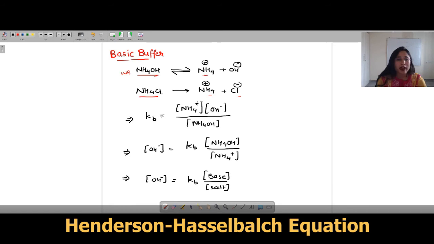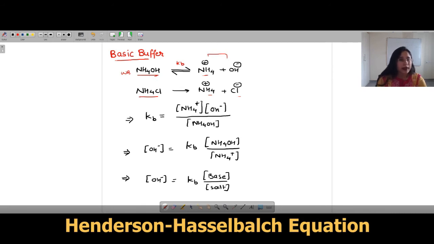Why? Because we have taken the salt, so we are assuming the salt furnishes its ions 100%. So the concentration of ammonium ion will be the same as ammonium hydroxide. If I want to write the base dissociation constant for this reaction, then I can express it as product upon reactant. On the product side we have ionized ammonium and OH minus upon unionized ammonium hydroxide.